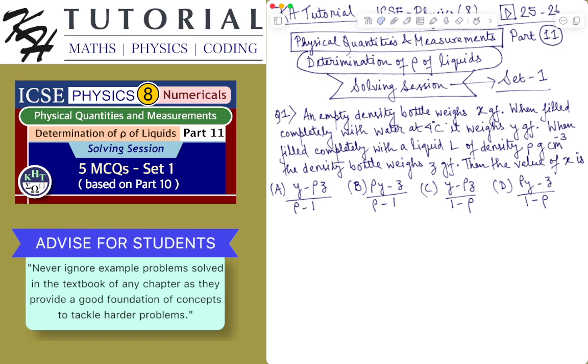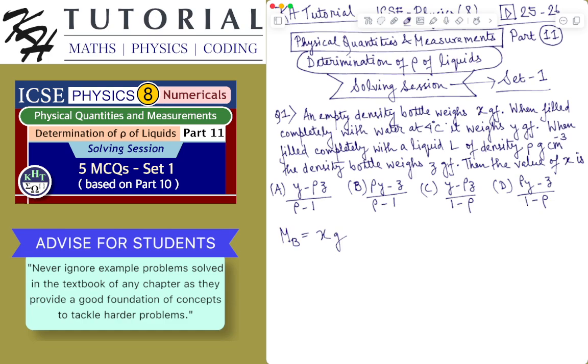Okay, so from the concept of finding the density of a liquid using density bottle, let's say the mass of the empty bottle be capital M_B. M_B is the mass of the empty bottle, which will be x gram, since the weight of the empty bottle is given as x gf. gf stands for gram force, which is a force or weight acting on a body of mass x gram. Okay, so we have this.